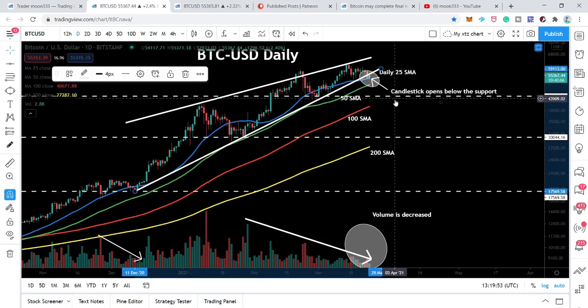So this will be our first support. If we will have the daily closing below this support of the rising wedge pattern, and we will have the sell volume as well, and the price action will also break down this 25 simple moving average, then we can expect that this 50 simple moving average will also be broken down, and the price action will reach up to this level.